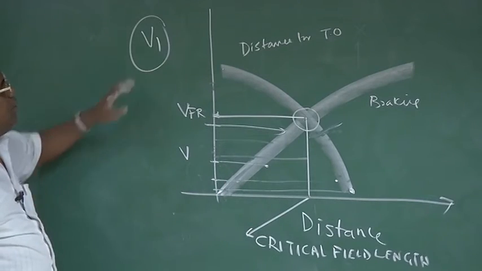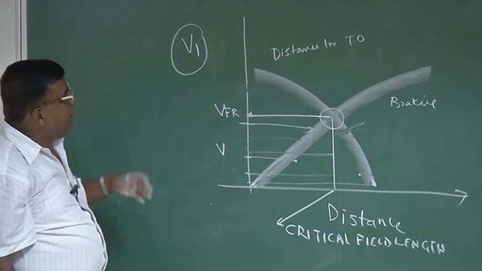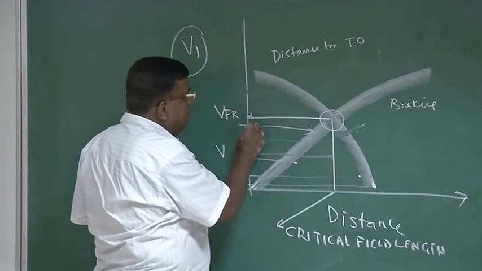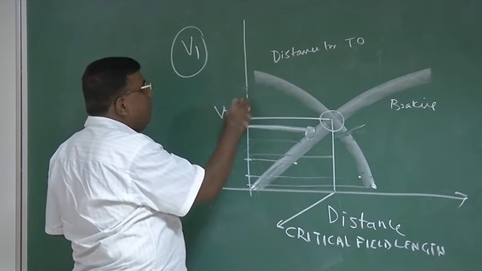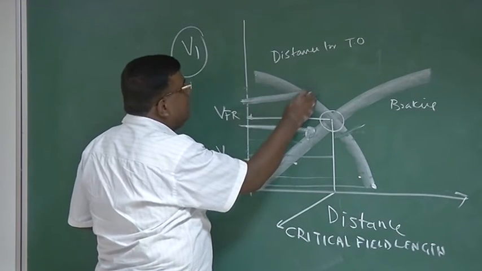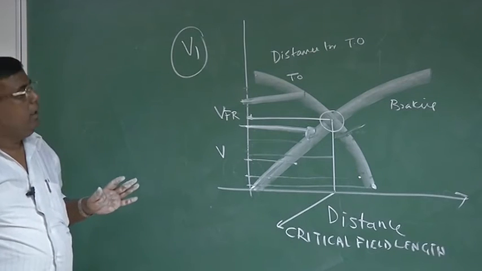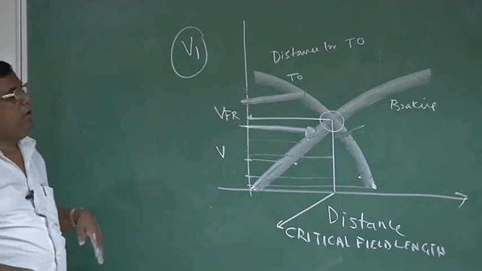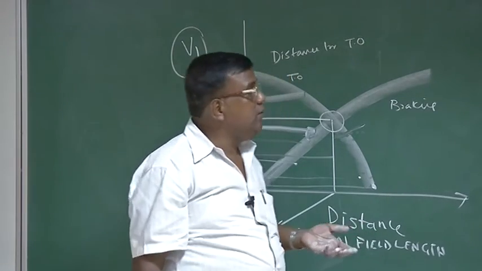What is the interpretation? Suppose the aircraft has failed at speed V1, the pilot will check. If V1 is less than VFR, then he will go for braking. If V1 is more than VFR, he will go for takeoff. As simple as that. And this way you can avoid many accidents. That is why for twin engine or multi-engine, the critical field length or balanced field length is so important.